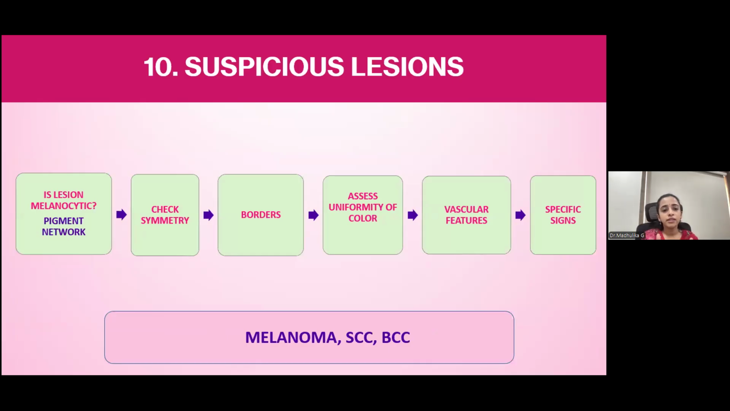Whenever there is a suspicious lesion, the commonest ones that we encounter are melanoma, squamous cell carcinoma, and basal cell carcinoma. So is the lesion melanocytic? You want to look for the ABCD rule. Again, like I told you: symmetry, borders, uniformity of color, the vascular features, and you check for any specific signs. Next slide.